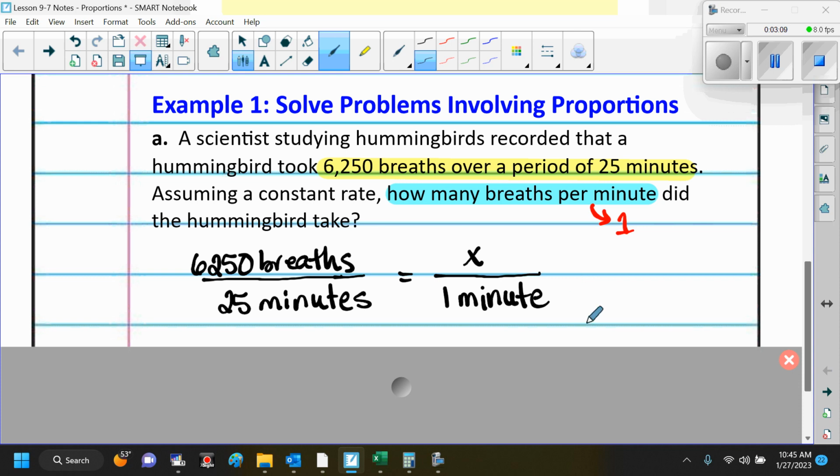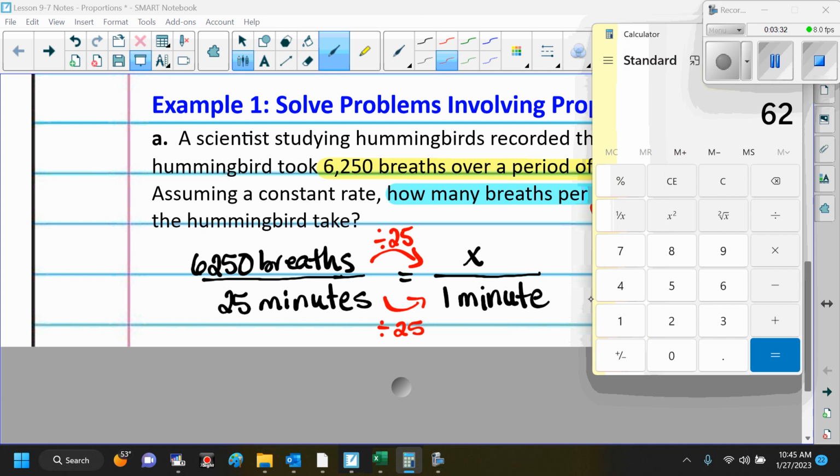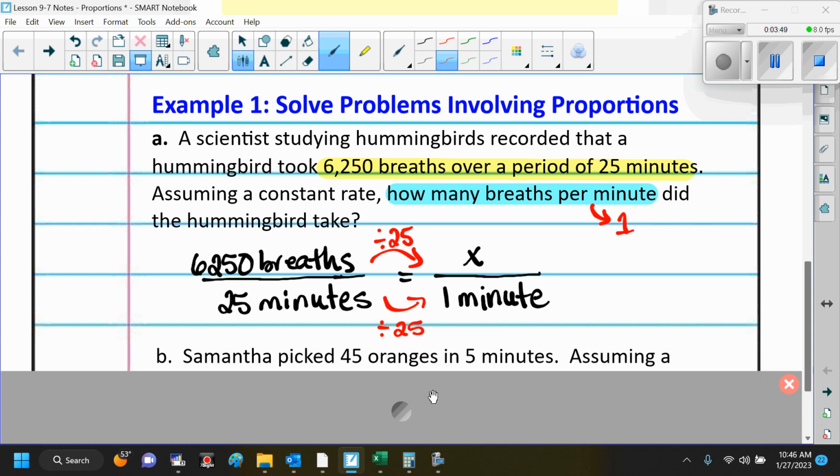So, how do I get from 25 minutes to 1 minute? Divide by 25 on the numerator and the denominator. Very good. So we're going to divide by 25 here, and we're going to divide by 25 there. This is how we learned it last class. Okay? So, grab your calculator, and we have 6,250 breaths. So 6,250, we're going to divide that by 25, and that's going to give us 250. Is everybody clear?